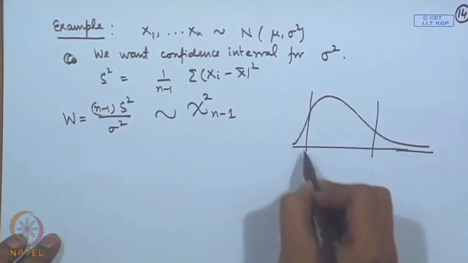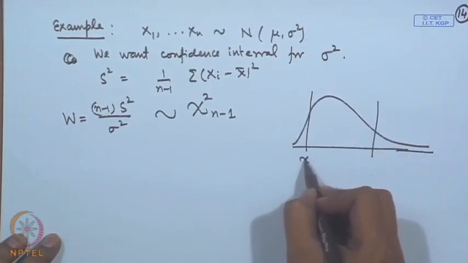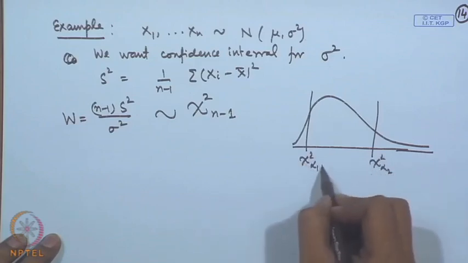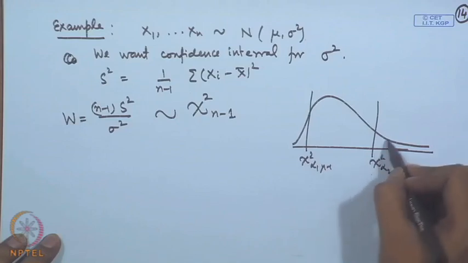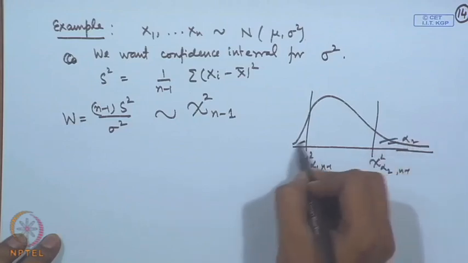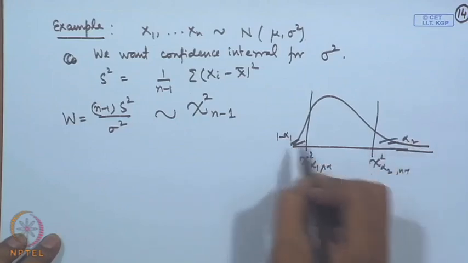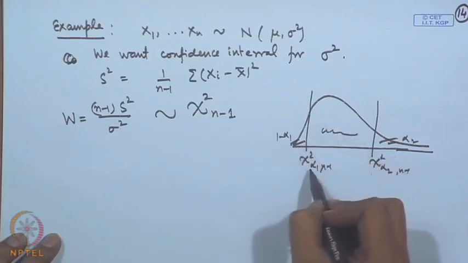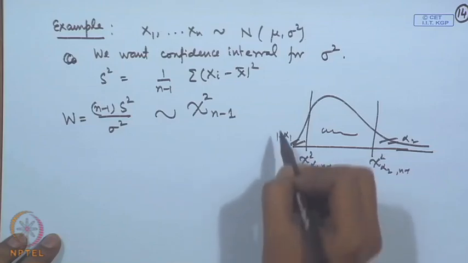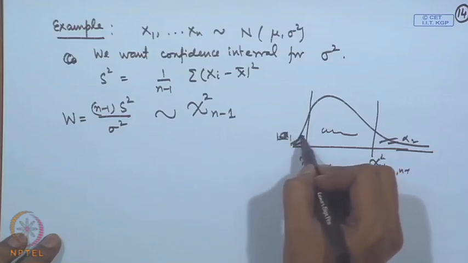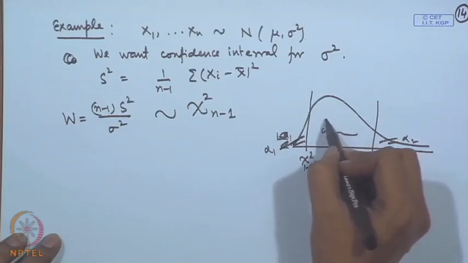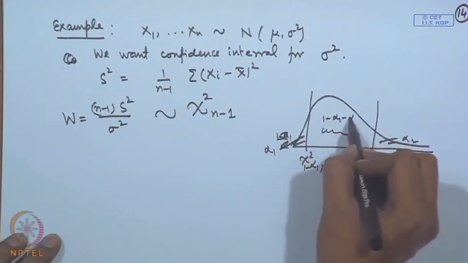Now, we may choose in general 2 points here, say chi square alpha 1 and chi square alpha 2 on n minus 1 degrees of freedom. So, this probability is alpha 2, this probability is alpha 1, and in between the probability is 1 minus alpha 1 minus alpha 2.